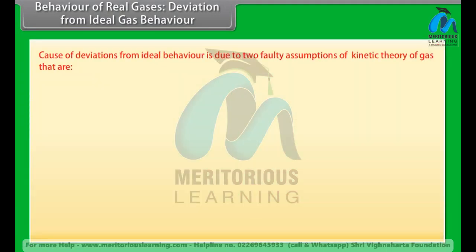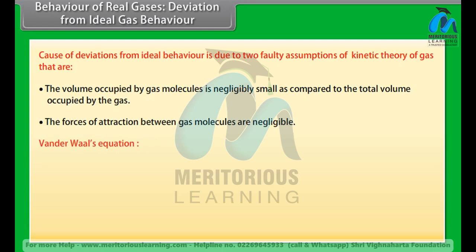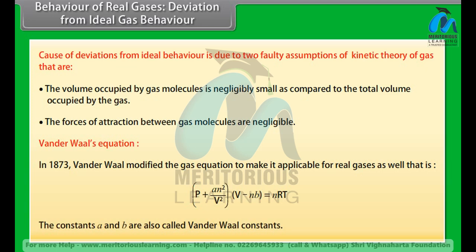The cause of deviations from ideal behavior is two faulty assumptions of the kinetic theory of gases, that are: the volume occupied by gas molecules is negligibly small as compared to the total volume occupied by the gas, and the forces of attraction between gas molecules are negligible. Van der Waals equation: in 1873, Van der Waals modified the gas equation to make it applicable for real gases as well. That is, (P + an²/V²)(V - nb) = nRT. The constants a and b are also called Van der Waals constants.